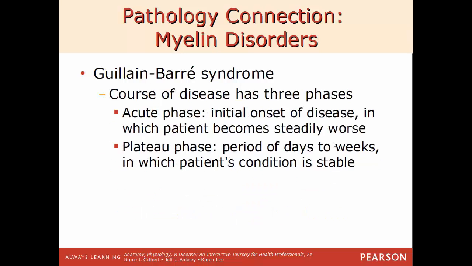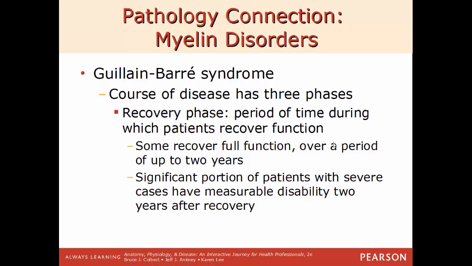Now, the course of disease has three phases. The first one, the acute phase, is the initial onset of the disease. This is where the patient will become steadily worse. Then you have a plateau phase, which is a period of a few days to sometimes a few weeks, where a patient's condition stabilizes. Then you have the recovery phase, the period in which the patient will start to recover function. Now, some recover full function over a period of 1 to 2 years. A significant portion of patients with severe cases have a measurable disability even 2 years after recovery.